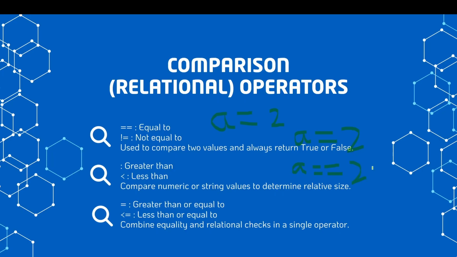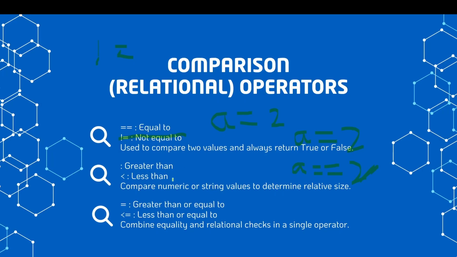So here you can tell that A is equal to 2, but here we are saying that we are assigning the value 2 to A. Okay, and what is written here is not equal to. What does it mean? This exclamation mark and equals, this is our not equal to sign.